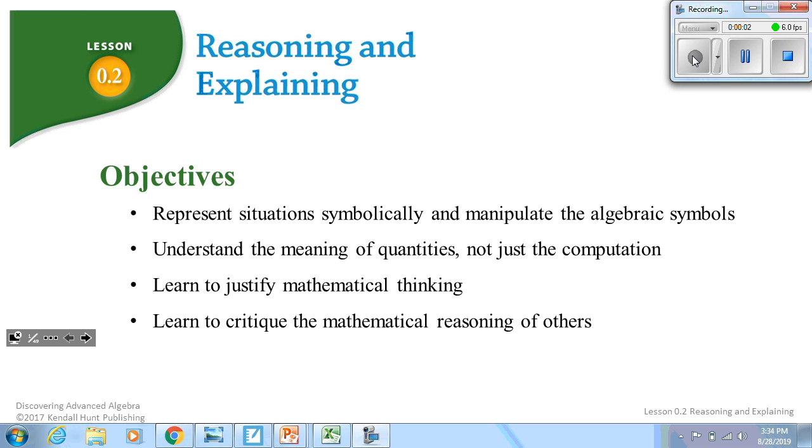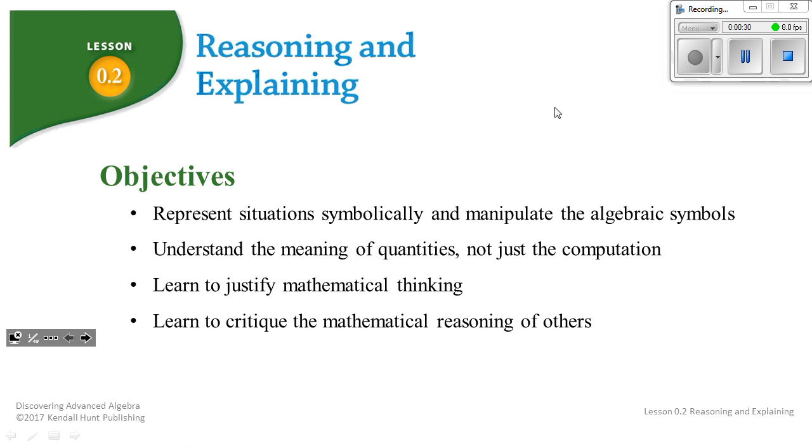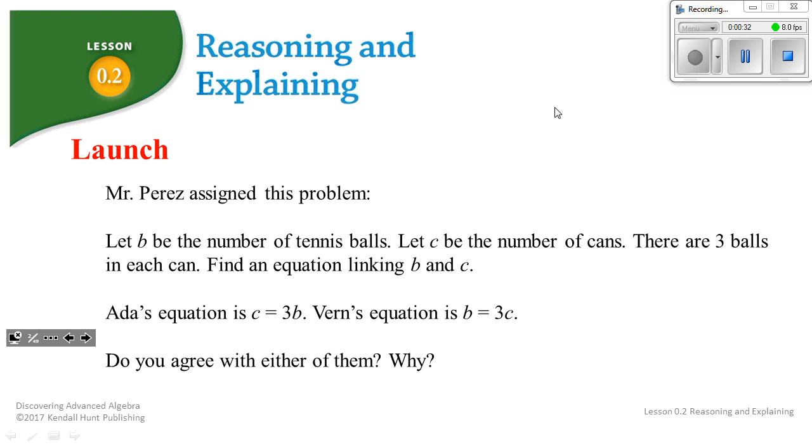All right, guys, moving on to lesson 0.2 of reasoning and explaining. A lot of this, again, is going to be review. Some of it might seem a little new, but you'll recognize it. We're going to represent situations symbolically. We're going to understand the meaning of quantities, not just how to solve it, but then what do they mean at the end. We're going to be able to justify that. And then we're going to be able to critique the reasoning of other people, why they might or might not be correct. Okay? So, first, quick question.